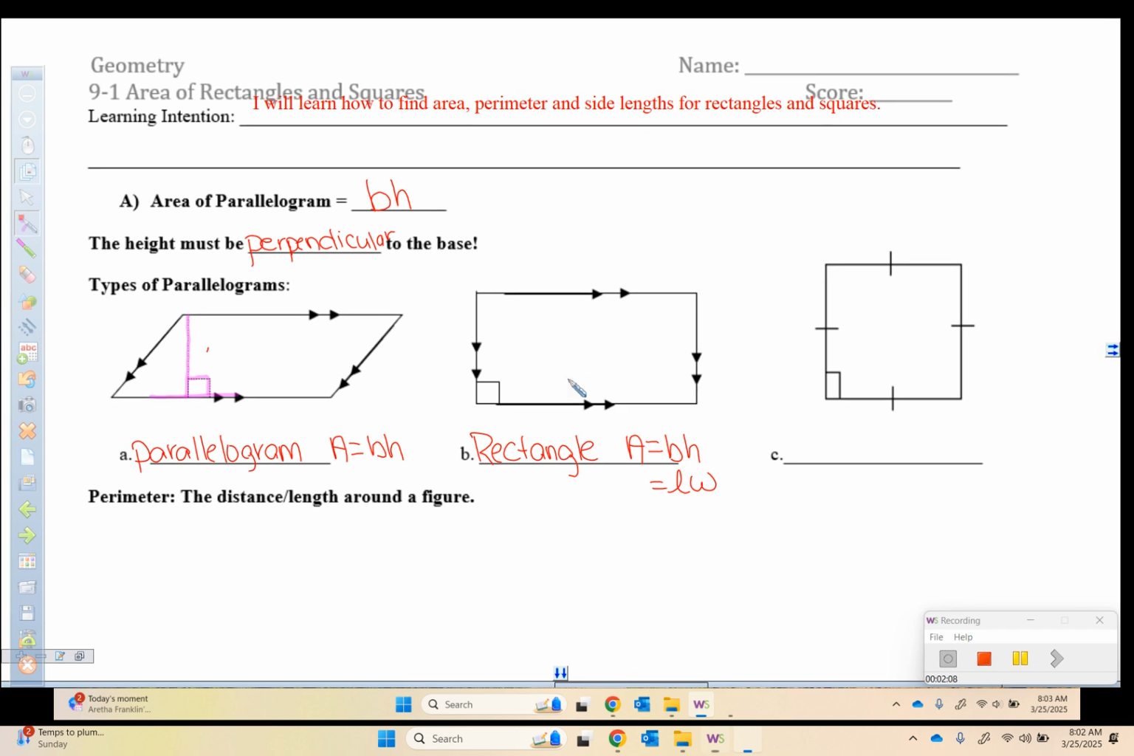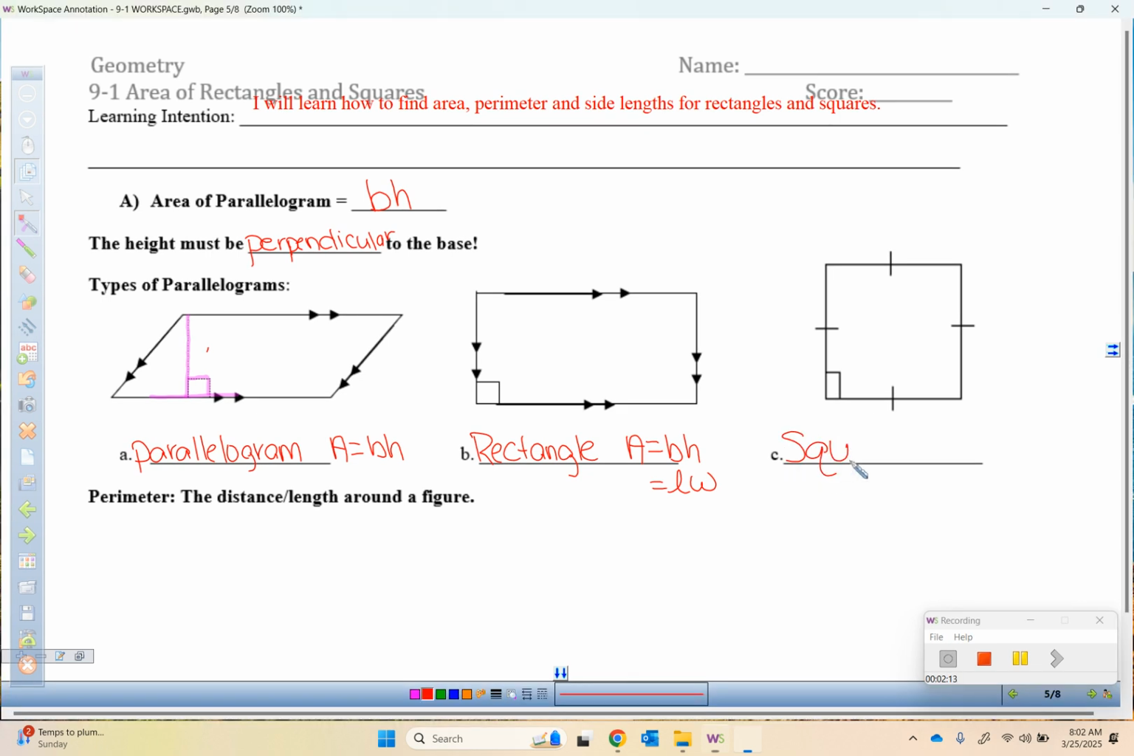Okay, and then the next one is we have a square. And the area of a square is, if you know one side, you can just square it, or take that side times itself, which is technically also length times width, or base times height. It's just if you know one side, they're all congruent, so you can just square it.